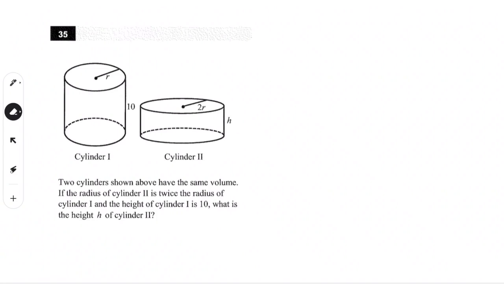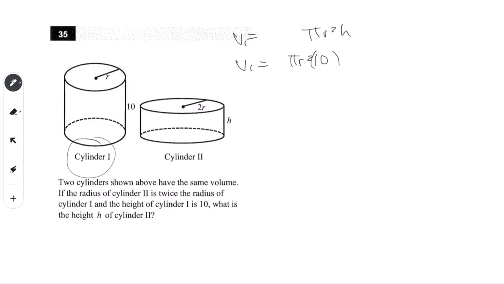To solve this problem, we want to find the volume of this cylinder first. We know that the volume of a cylinder is going to be pi r squared times height. In this case, the volume of cylinder 1 is going to be pi r squared times 10, because we know the height is going to be 10.